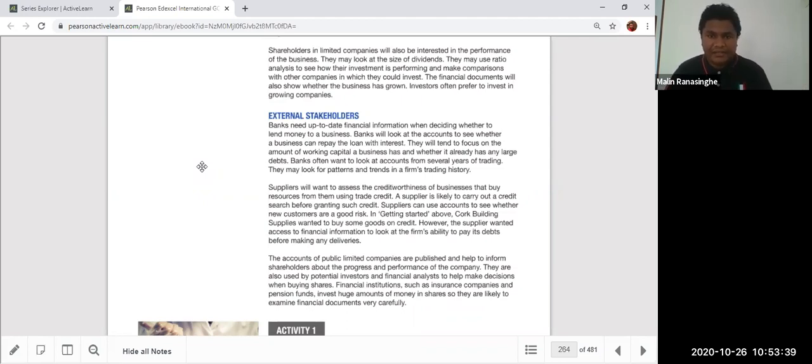Finally, the accounts of public limited companies are published to help inform the shareholders about the progress and performance of the company. And potential investors are another stakeholder. I know most of you are going to invest in the future. Some of you already asked me for ideas about investing in the share market, and some asked which are the good companies to invest in Sri Lanka. These are buying and selling decisions, so it's really important for them.